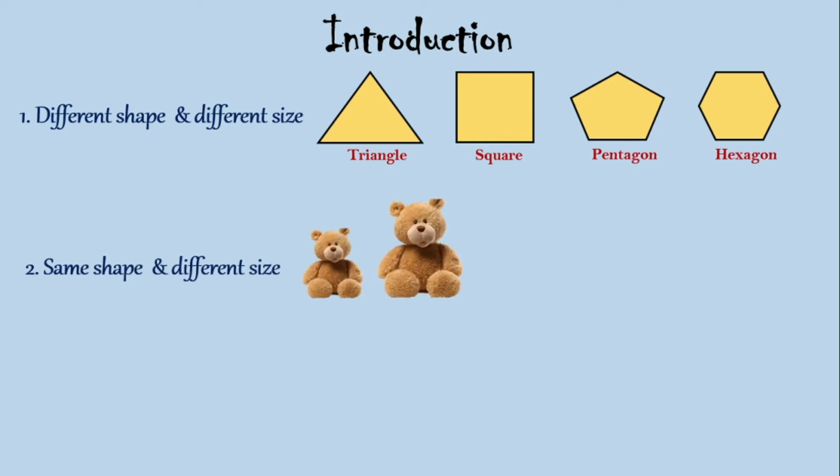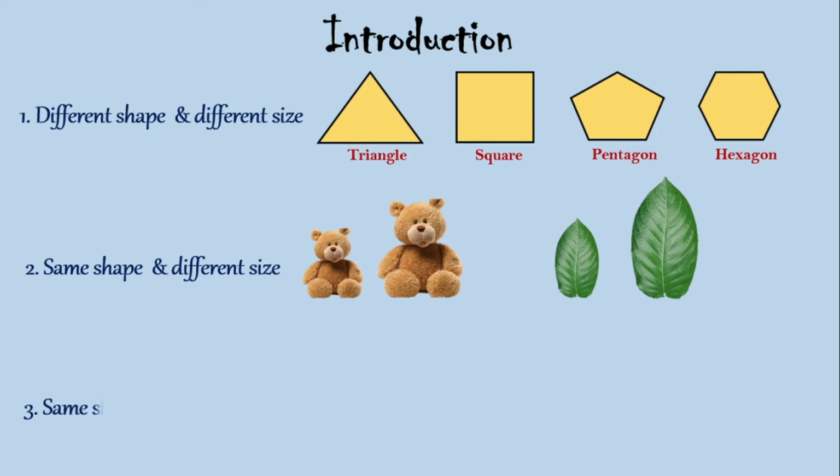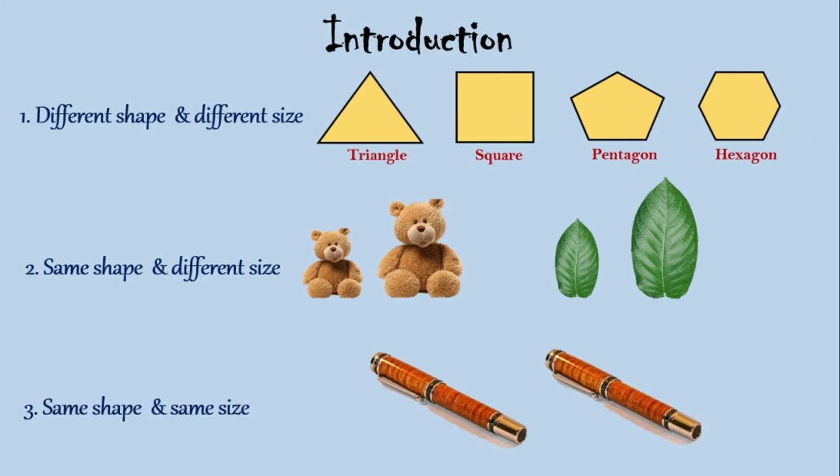Second is objects with the same shape but different size. For example, teddy bears. Some teddy bears look identical but have different sizes. In the same way, the leaves of a tree have different sizes but the same shape. And the third one is objects with the same shape and same size. For example, pens of the same company. And we have many more examples of these 3 categories.